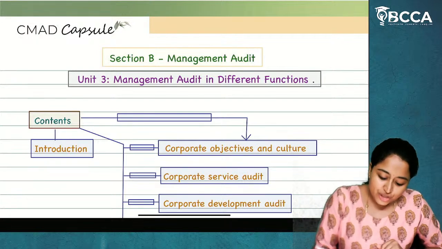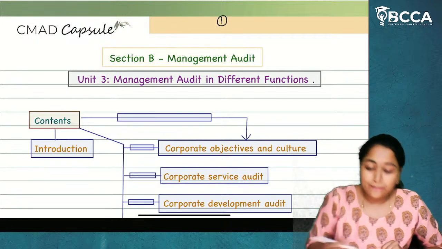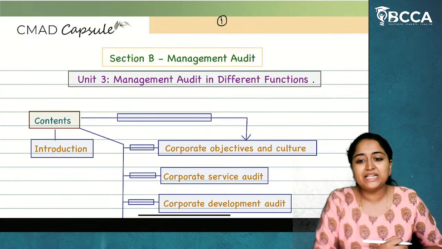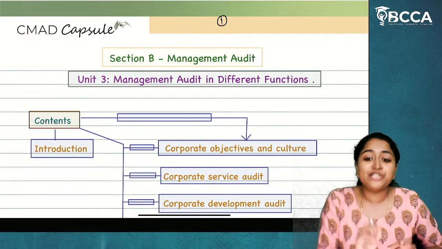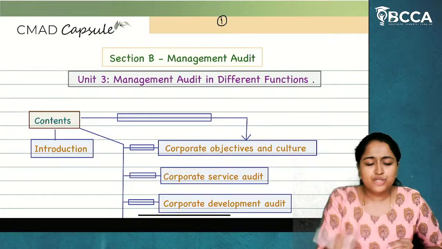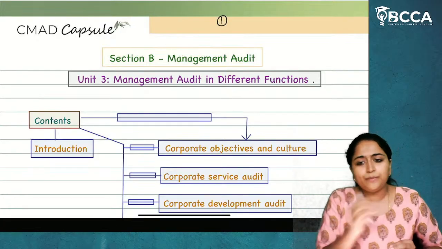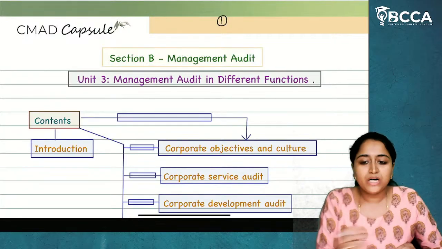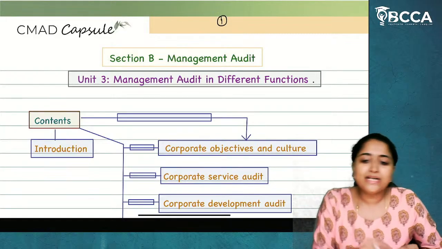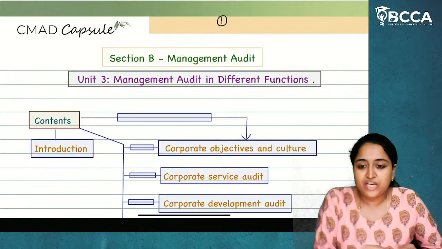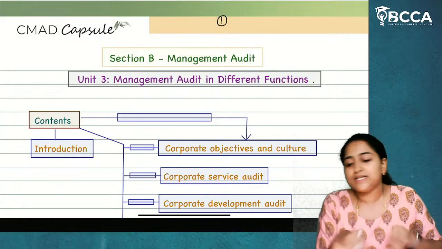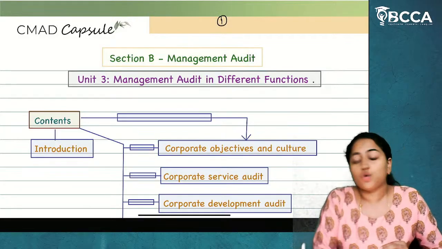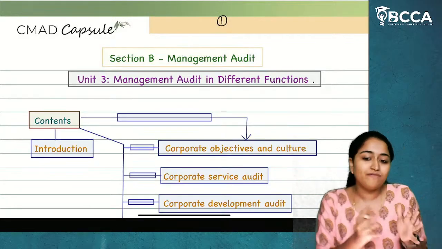Now, in section B, management audit, in the first unit, basics of management audit, we have seen what is management audit, which is nothing but an evaluation of the management team's performance. A management auditor will be appointed by the board of directors or the company itself. Who will be appointed as a management auditor? What are the qualifications? If these characteristics are there, then he will be called a good management auditor. What are the objectives, the scope? All this we have covered in basics of management audit.